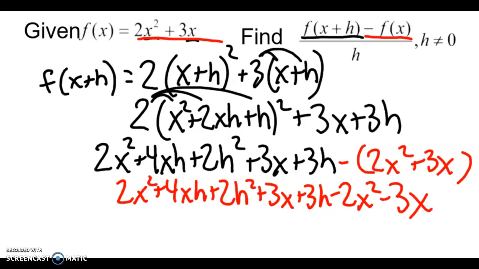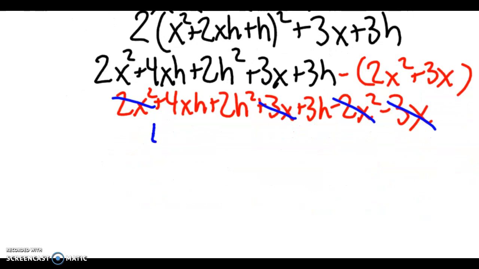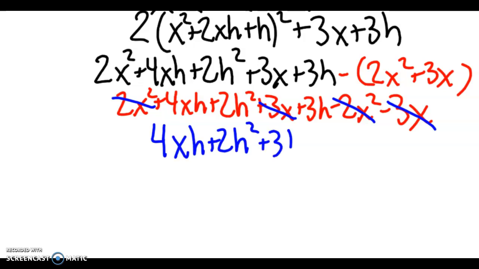And now we can look to cancel some like terms. We have a 2x squared and a negative x squared, so those will cancel. I also have a 3x and a negative 3x, so those also cancel. Now I am left just with 4xh plus 2h squared plus 3h.